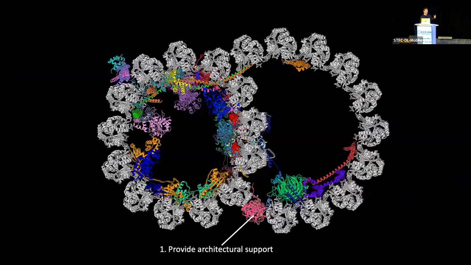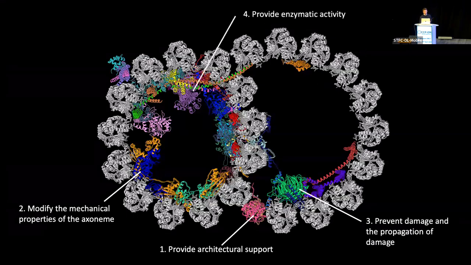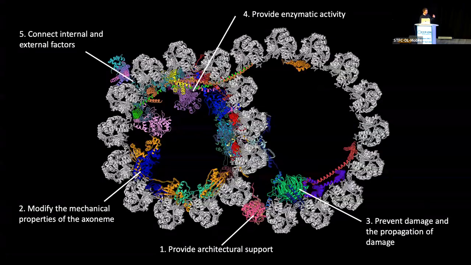functions. For example, some clearly provide architectural support, generating this very unique arrangement of microtubules. Others modify the mechanical properties of the axoneme. Others function to prevent damage during ciliary motility and the propagation of the damage. Others provide a uniform distribution of enzymatic activity. And others connect internal and external factors. And I'll show you later that this is important for ciliary motility.